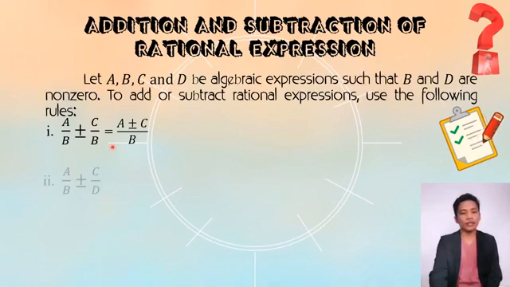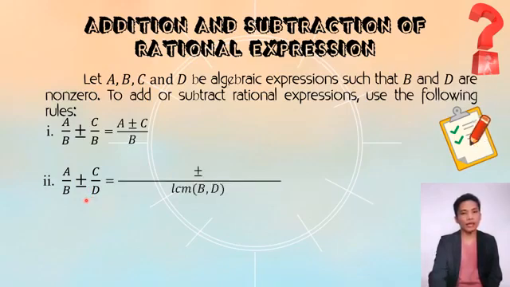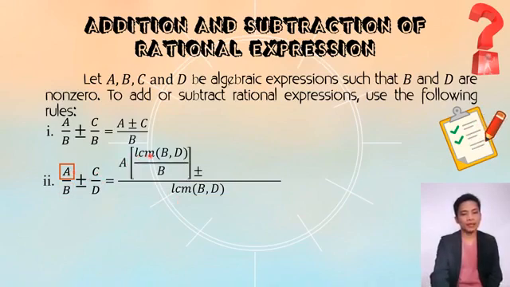Now let's proceed with different denominators, or rule number 2. If they have different denominators, for example, you have a all over b plus or minus c all over d, the first step is to get the LCM of the denominators, the LCM of b and d, and put it here as your new denominator. After that, we divide the LCM by our first denominator, then multiply it by the numerator, that is a. So a times the LCM of b and d divided by b.